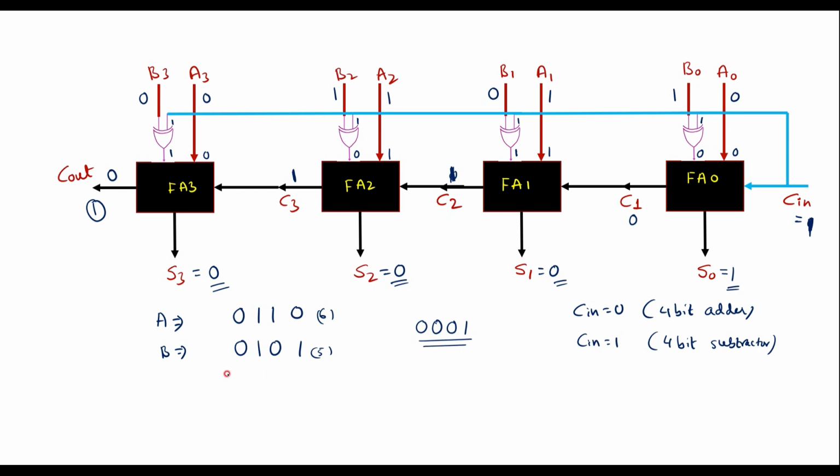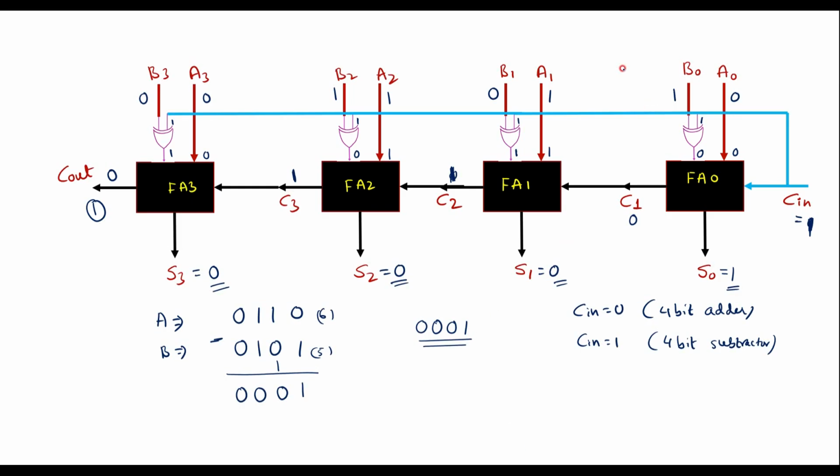Let me subtract this: 0 minus 1 is 1, borrow 1, 1 minus 1 is 0, 1 minus 1 is 0, and 0 minus 0 is 0. So here we can see that A minus B produces output as 0, 0, 0, 1. So with this circuit we got 0, 0, 0, 1.